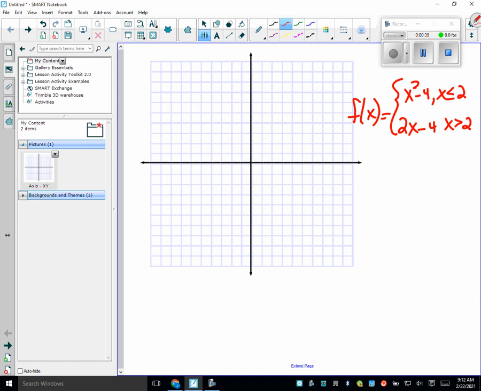I don't know if you realize it or not, but I'm going to do the top piece first. That is a parabola. Did you know that? Okay, so good job. So in your calculator for y1, put in x squared minus 4.